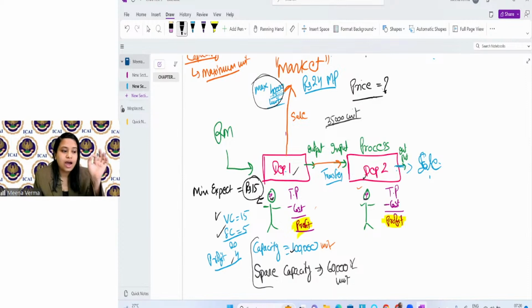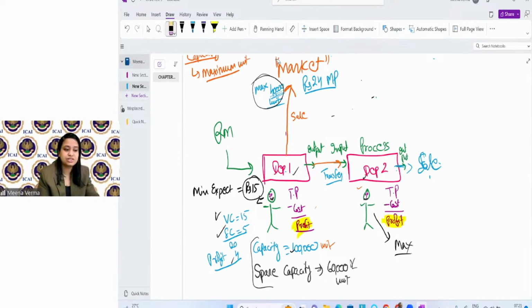Okay, now the point is, what is the maximum price this person is willing to pay? I'm just changing the scenario. I'm just adding some more points in this scenario. So transferring how many units? 35,000 units. Okay, what is the maximum price this manager will purchase?